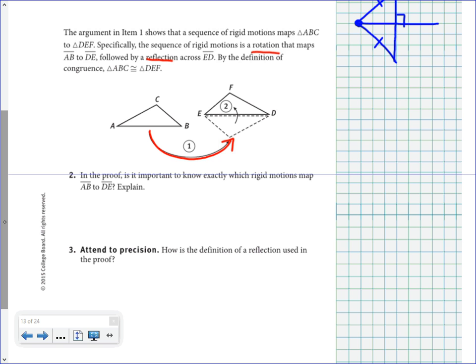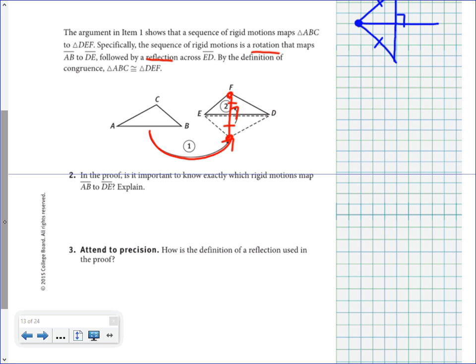So then it asks, how is the definition of a reflection used in that proof? The definition of a reflection across a line states that the reflection maps any point not on that line to another point, such that the segment that connects the pre-image point to its image point is going to be perpendicular to and bisected by the line of reflection. And so in what we were just looking at in our proof, ED was the line of reflection, and it is the perpendicular bisector of FC. And so that's how we were able to map C onto F, because we knew it was the perpendicular bisector.